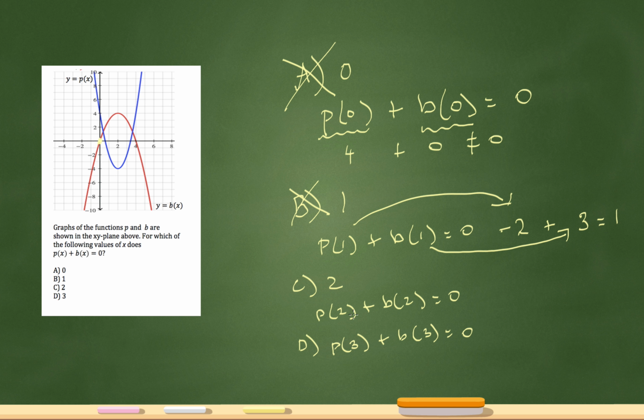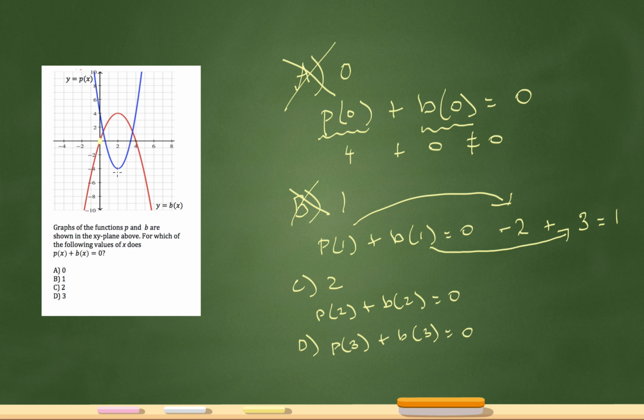And let's hop over to C. So p of 2. P of 2 is right there. P of 2 will be 4, and plus b of 2. B of 2 will be... did I do something wrong? I did. I think I calculated p of 2 wrong. So if you caught that, great. P of 2 is actually going to... Remember, p is my blue parabola. So p of 2 is actually negative 4.